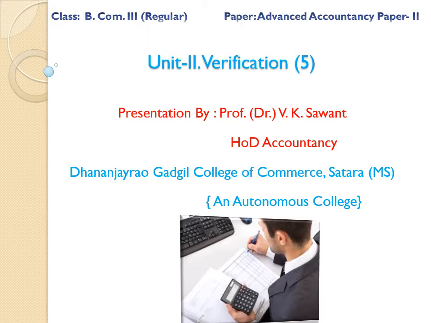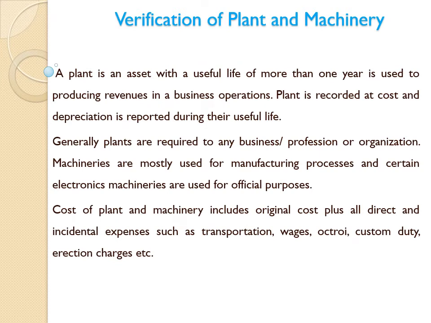Today we are going to discuss verification of various assets like plant and machinery, furniture, motor vehicles. In order to get an exact idea about the physical existence of the property held by the client, the auditor is required to make verification in detail of different types of assets. Firstly, we are focusing on verification of plant and machinery.